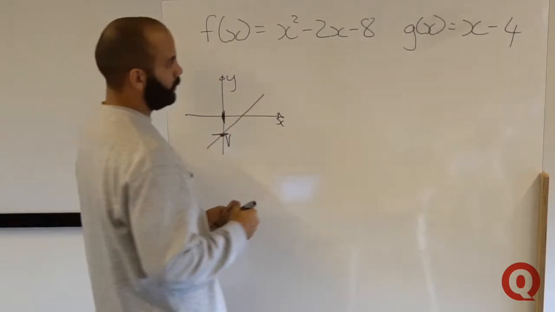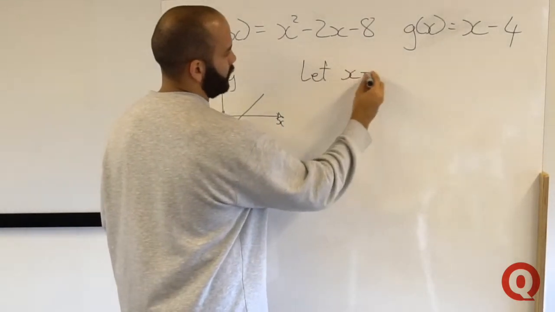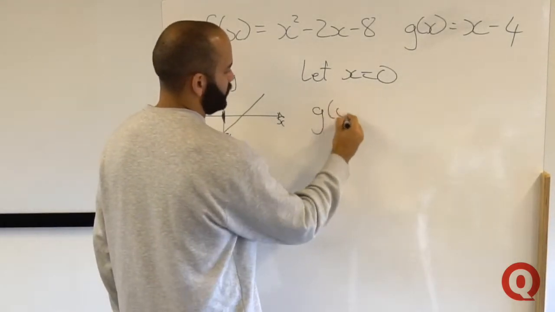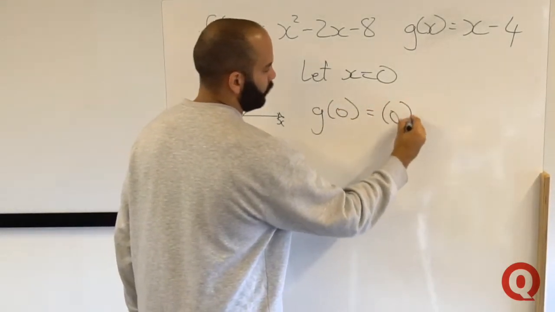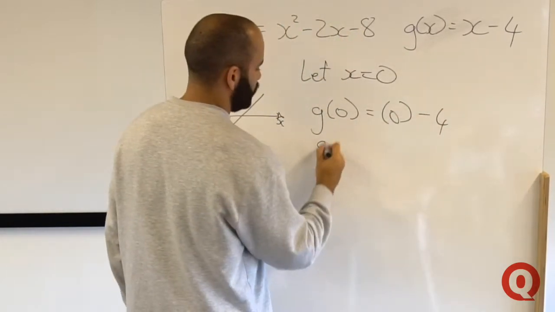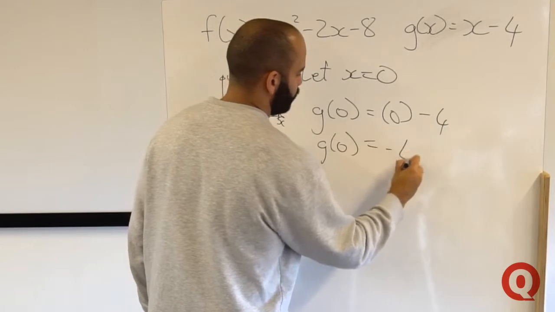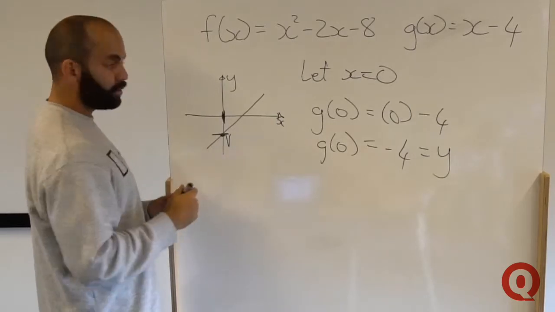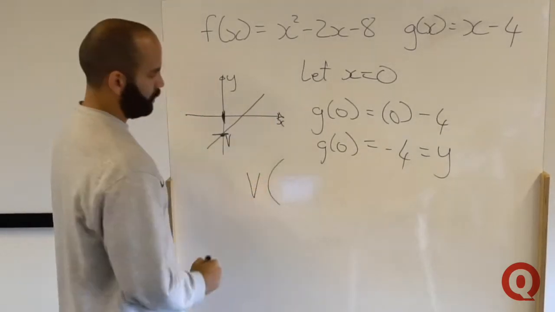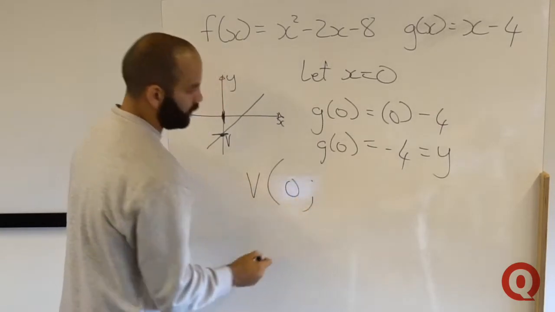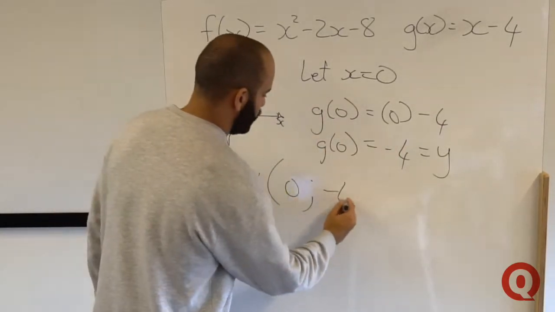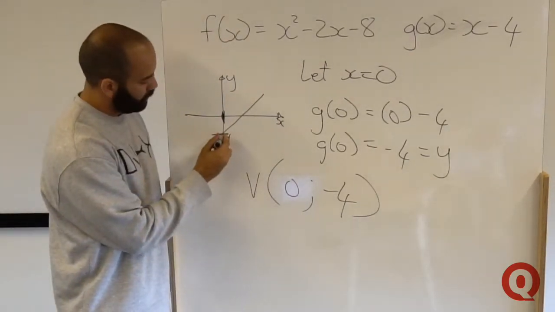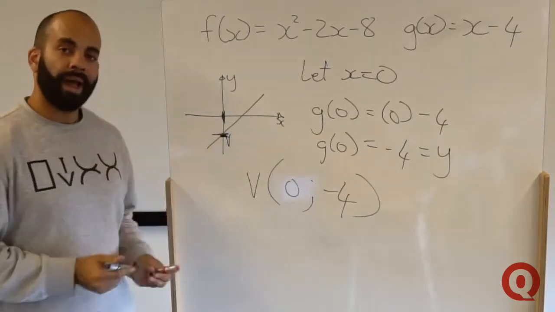So you would therefore want to let x equal 0 for g of x. Therefore, g of 0 must be equal to 0 minus 4. Therefore, g of 0 must be equal to minus 4, which is your y value. So now the coordinate of V must be, well, you know that x is 0, and the y value, you found out to be minus 4.